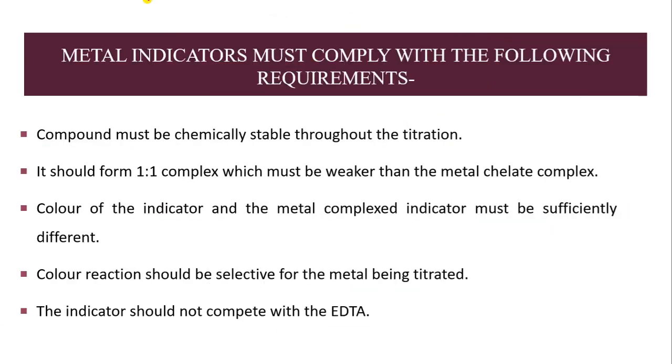Now we will see that a metal indicator must comply with the following requirements. A metal ion indicator should have some requirements to be used. The first requirement is that the compound must be chemically stable throughout the titration. It should not react with other chemicals. It should form a 1:1 complex, which must be weaker than a metal chelate complex.